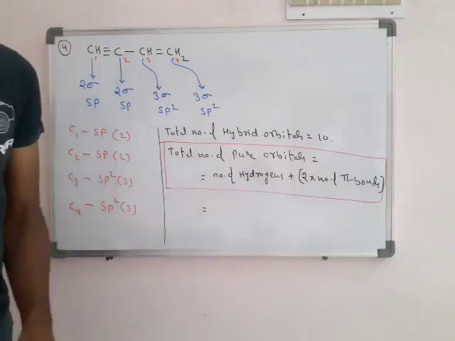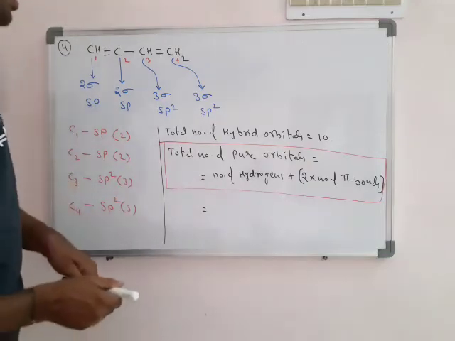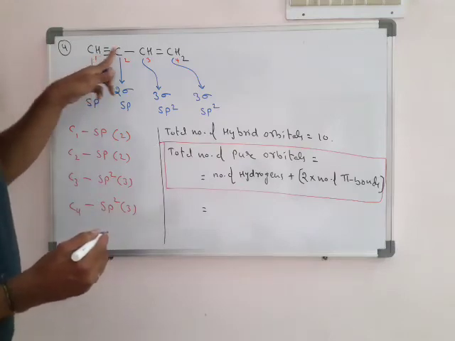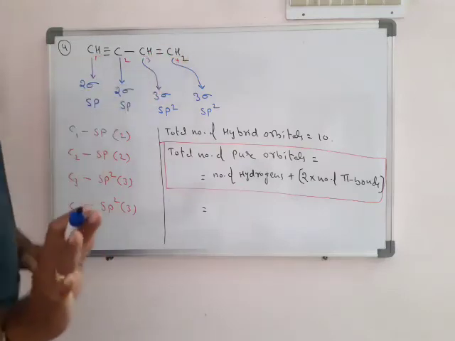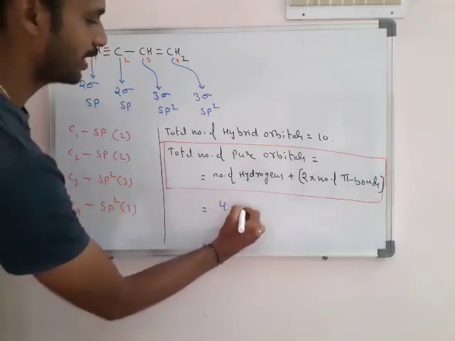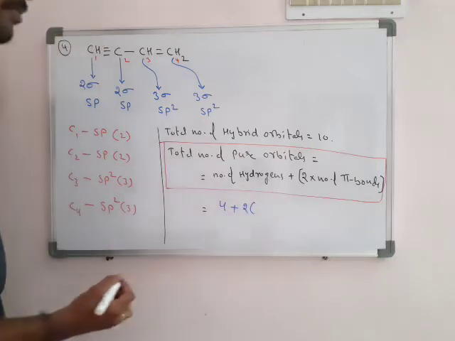Okay, now we see how many pure orbitals are present in this molecule. So total, how many hydrogens are there? Counting gives only 4 hydrogens. This 4 plus 2 into the number of pi bonds.